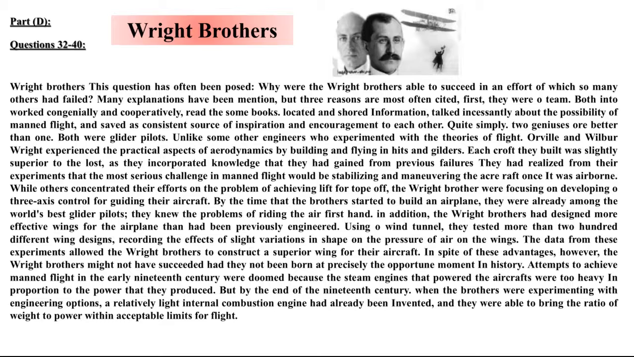In addition, the Wright brothers had designed more effective wings for the airplane than had been previously engineered. Using a wind tunnel, they tested more than 200 different wing designs, recording the effects of slight variations in shape on the pressure of air on the wings. The data from these experiments allowed the Wright brothers to construct a superior wing for their aircraft.